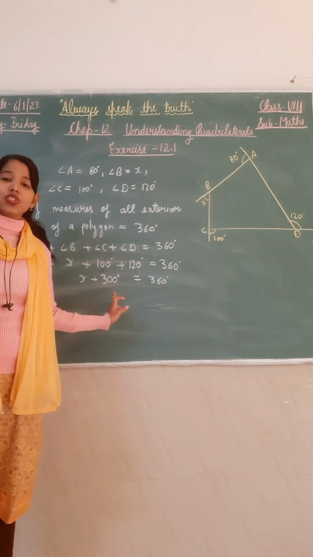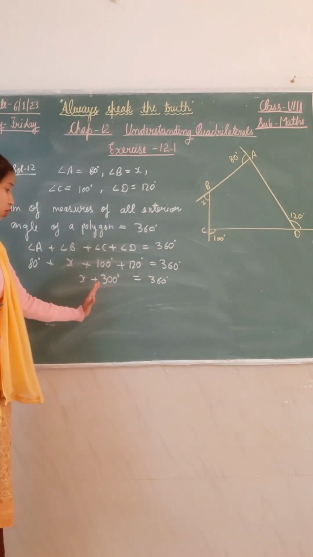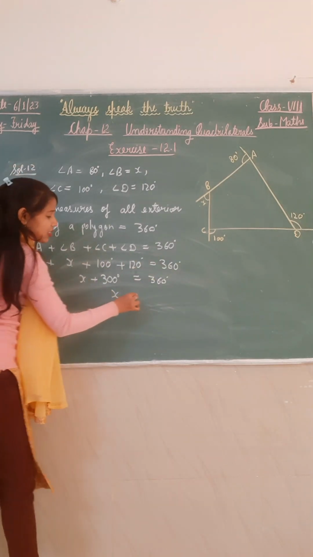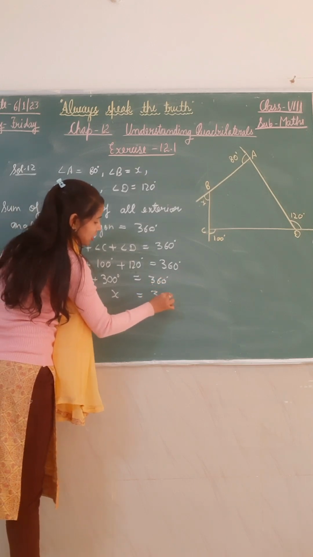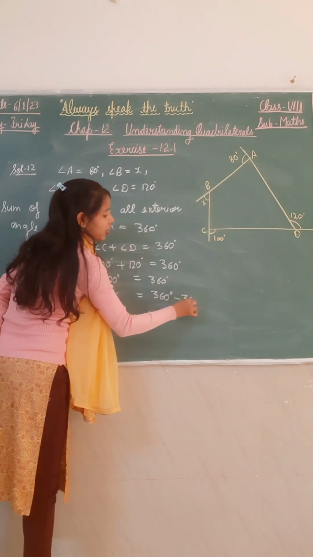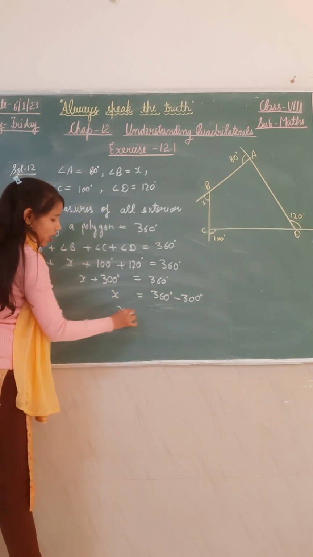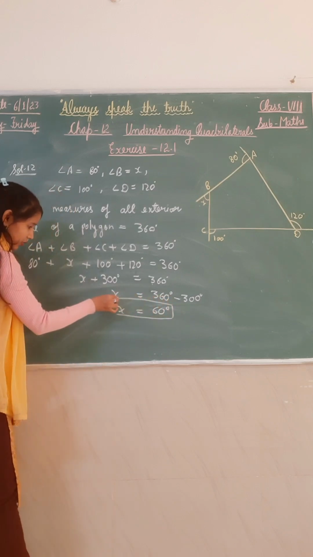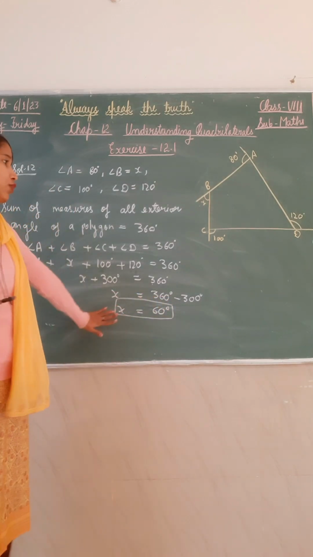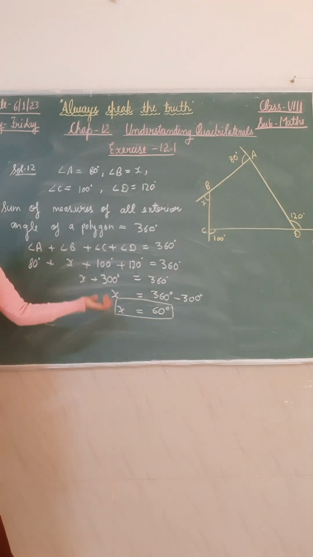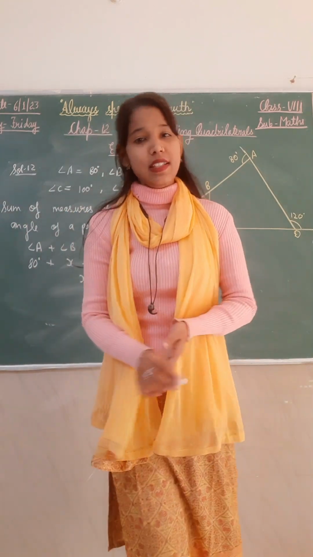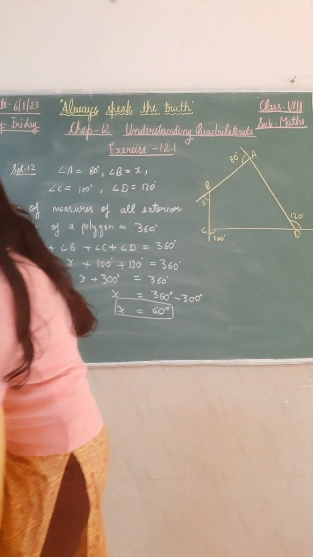Now we will transpose 300 to the right hand side, right? So by transposing it becomes minus 300 degrees. So only x is left here, and here 360 degrees minus 300 degrees. So the value of x will be 60 degrees. Got it? So we had to find the value of x, and we have found the value of x. It's very easy class, right? We all know that the sum of all exterior angles of a polygon is 360 degrees. So let's do the next question.